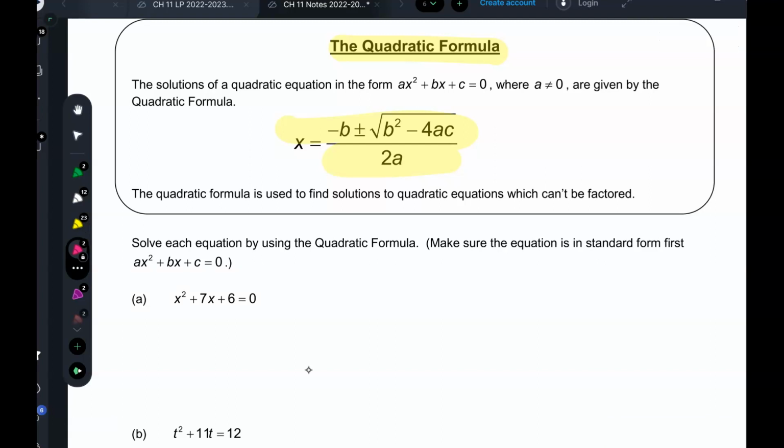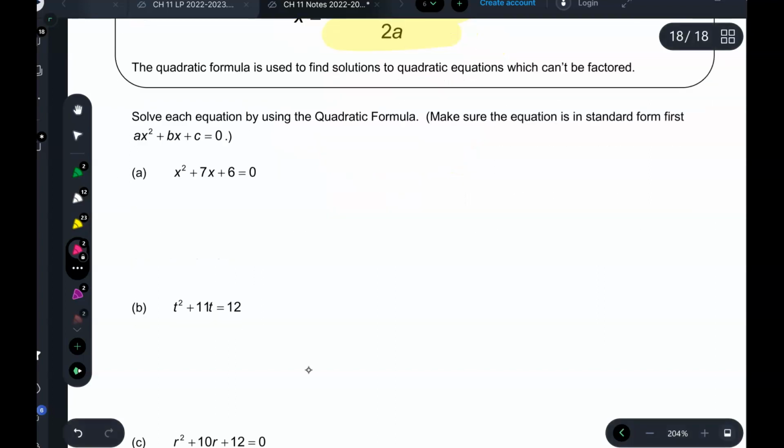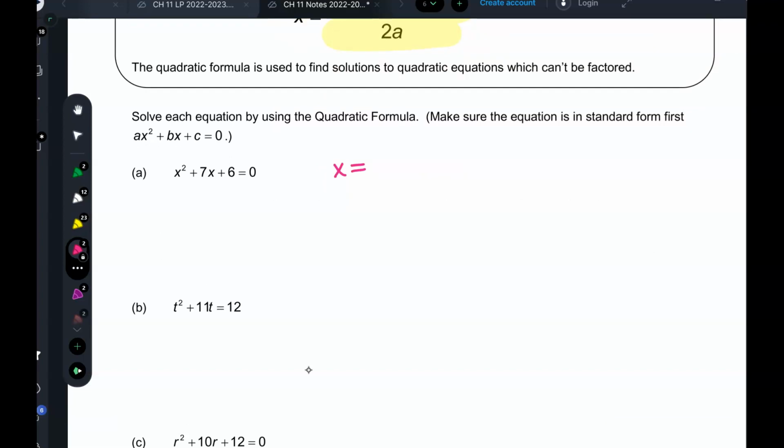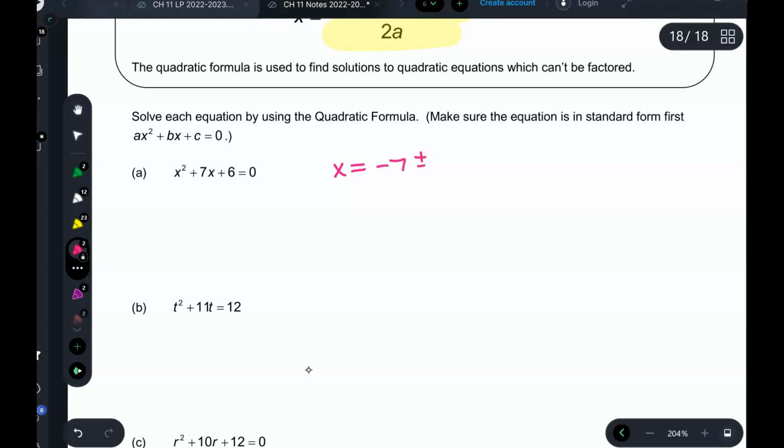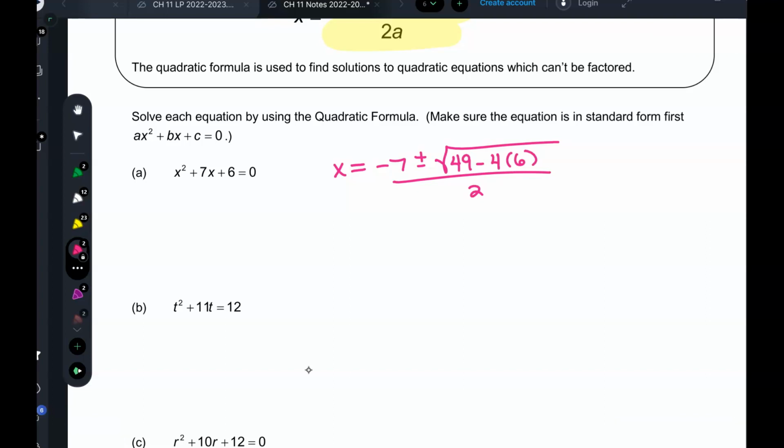Quick review of quadratic formula, right? So sometimes things factor, sometimes they don't. Okay, this one happens to factor, but let's do this by quadratic formula. What are the values of A, B, and C? A is 1, B is 7, C is 6. Wait, why are we doing it? Just a quick review. Can't you do the factoring thing that we did? Yeah, you can, but if it doesn't factor, then you use quadratic formula. It says use the quadratic formula. So I want to practice quadratic formula.